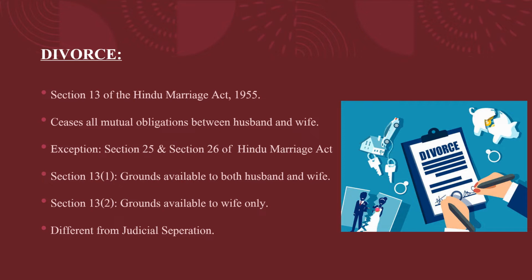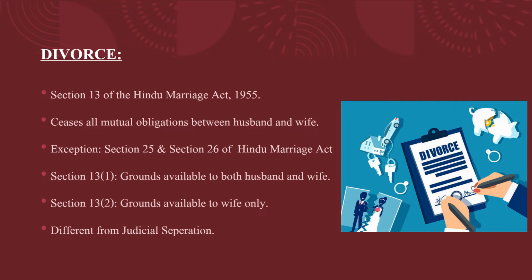So basically, they are free to go their own way. However, there is an exception to it. Divorce puts an end to all the bonds between the husband and wife except the ones concerning Section 25, which deals with maintenance and alimony, and Section 26, which deals with custody, maintenance, and education of children.